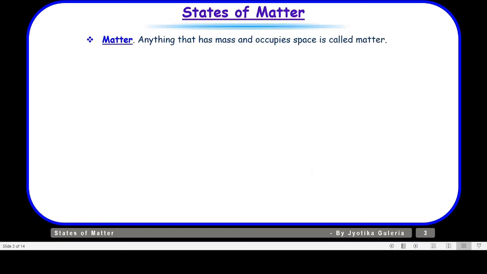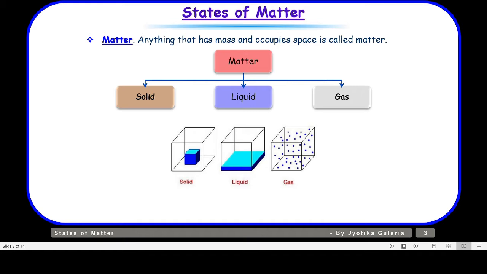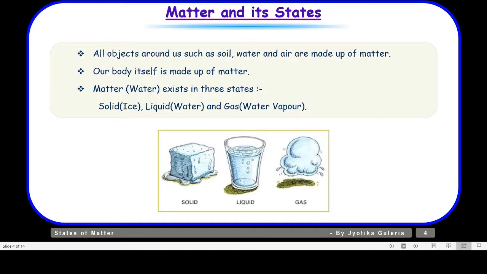Let us first recall what is matter. Anything that has mass and occupies space is called matter, and we know that matter has three states: solids, liquids and gases. All objects around us, like soil, water and air, are made up of matter. Even our own body is made up of matter. If we take the example of water, it exists in three forms. First is ice, that is the solid form; water, which is the liquid form; and water vapor, that is the gaseous form of water.